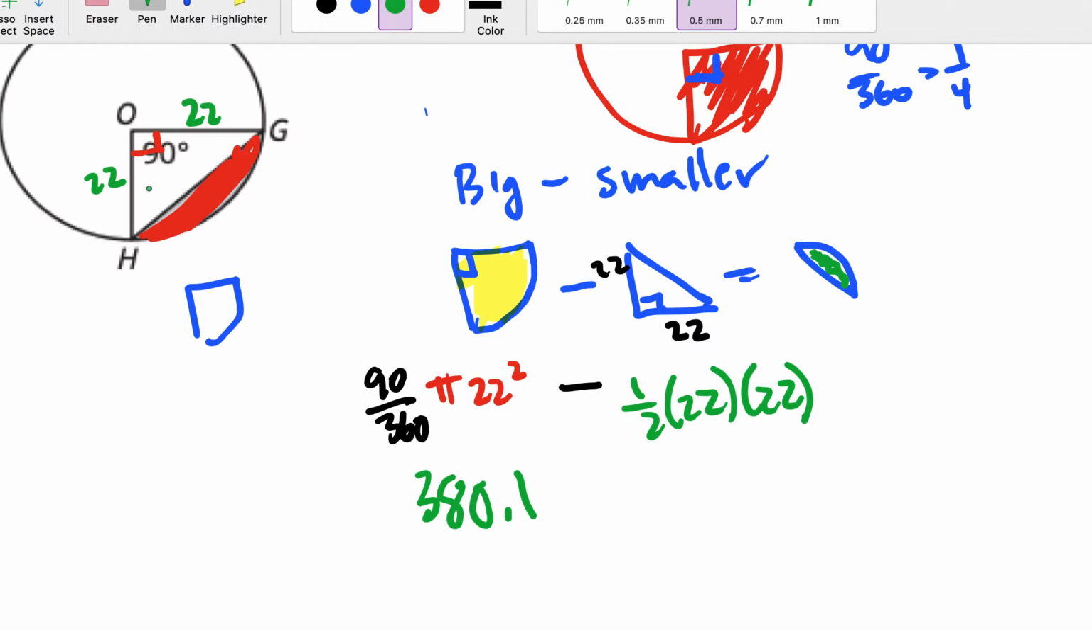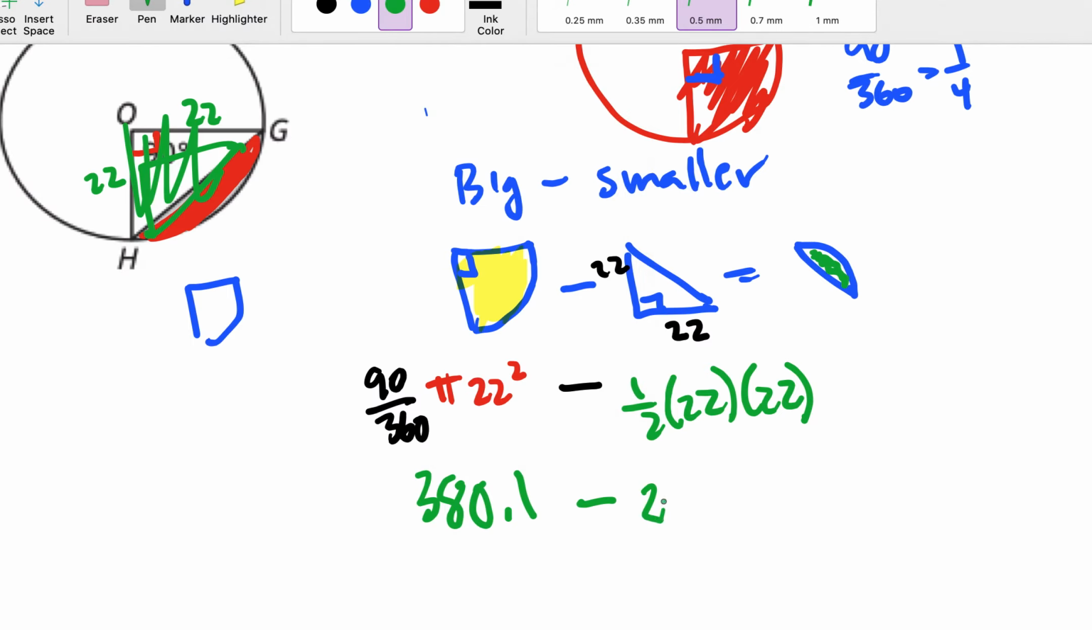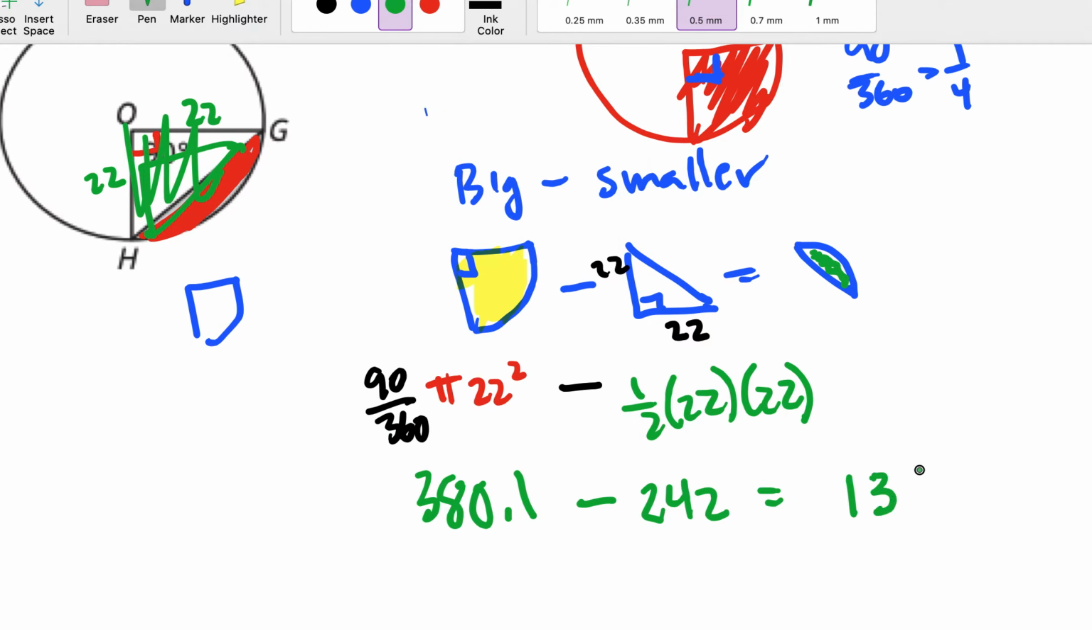And that is the area of everything, but I want to cut out this triangle. So I'm going to subtract 22 times half, which is 11, times 22. So 242. When I subtract the difference, I get the little piece left over. 380.1 minus 242. So I get 138.1 units squared.